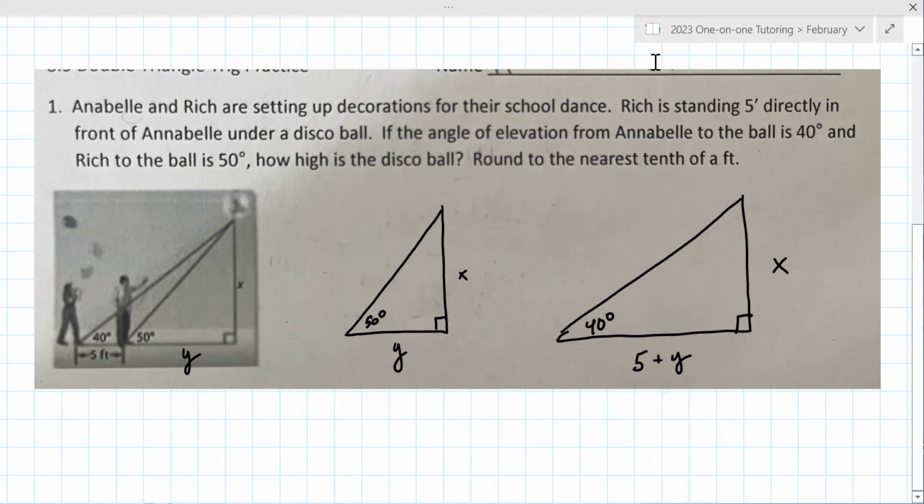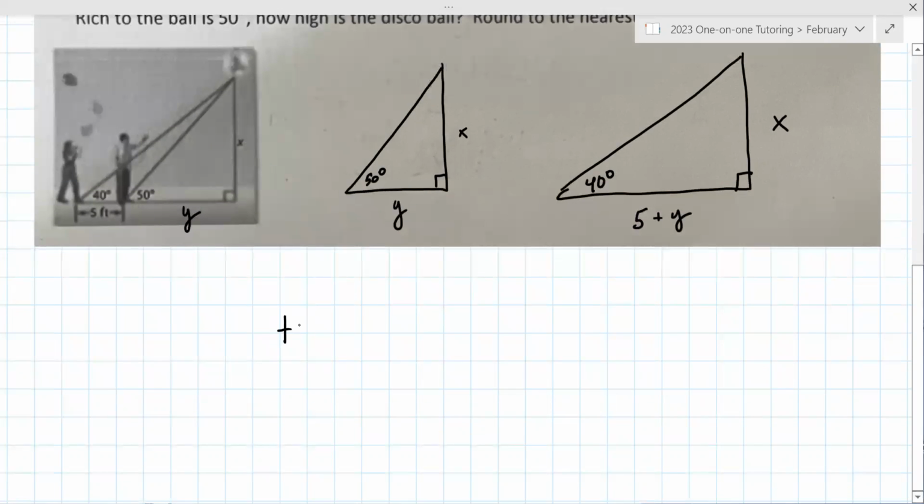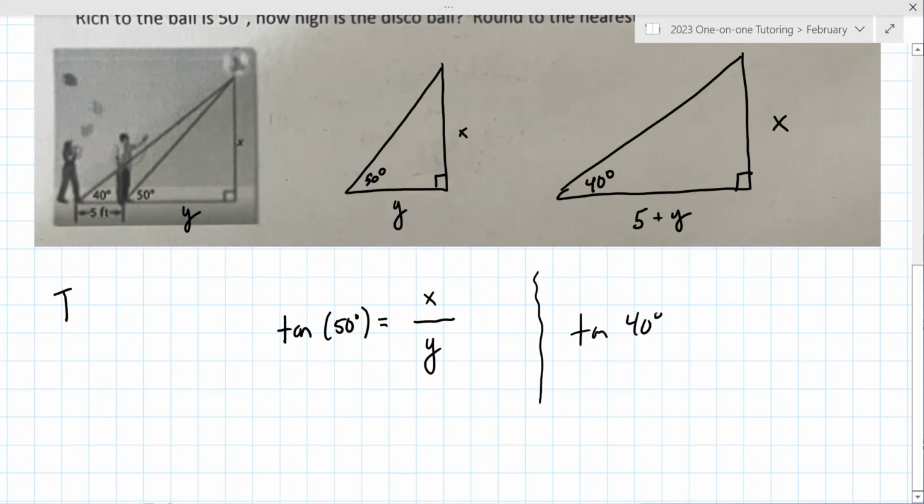Now, if we look at just the small triangle, the tangent of 50 degrees is what divided by what? What is tangent in terms of your trig functions? Do you remember from class? Opposite over adjacent. Right. So relative to this 50 degrees, what's opposite? Is it X or is it Y? X. Okay. And adjacent is Y. And then we can do the same thing on the right here. Tangent of 40 degrees is opposite X over 5 plus Y. Okay.